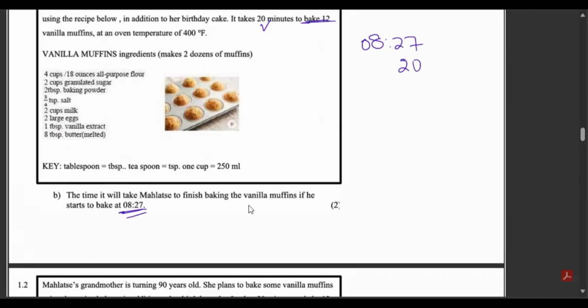we shall just add the 20, and we say 47. So 13 minutes to 9. We are adding because this is the time she's going to spend.